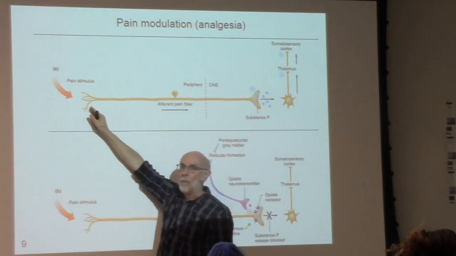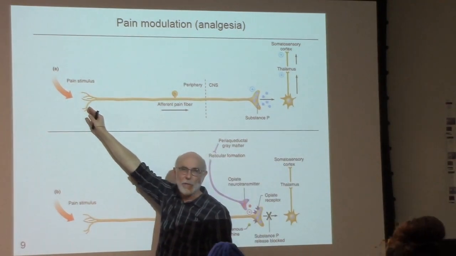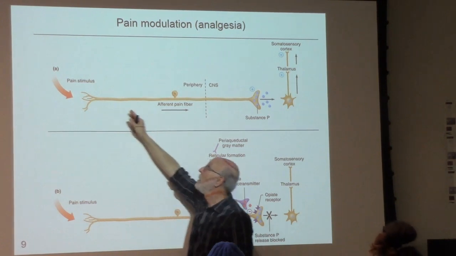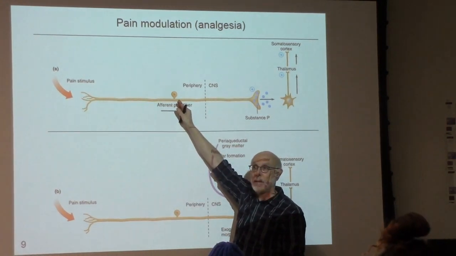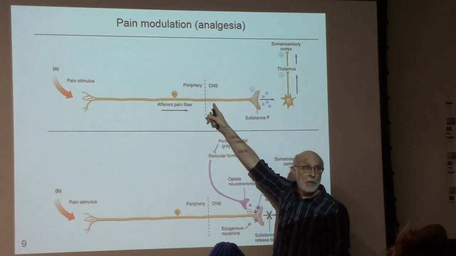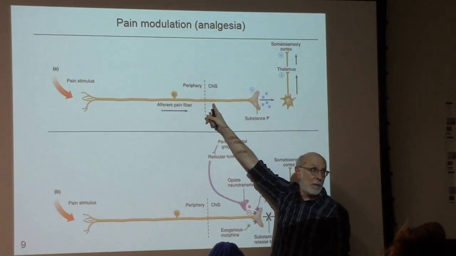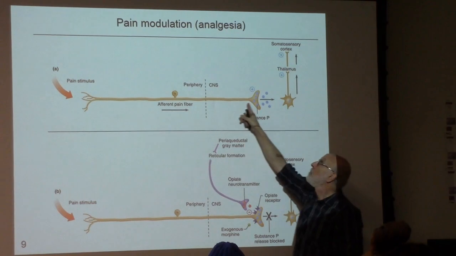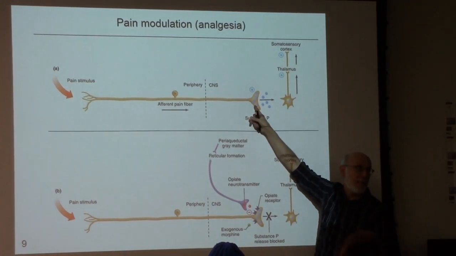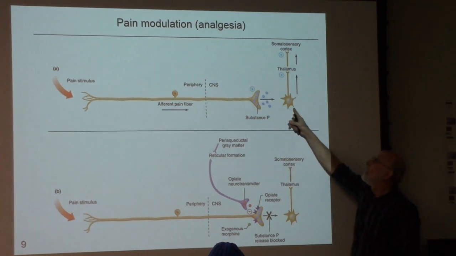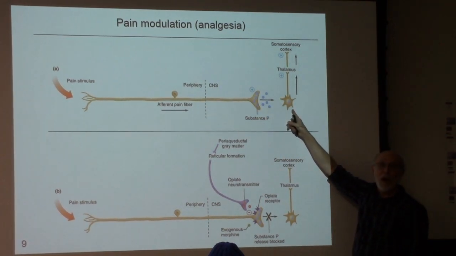So, ipsilateral, this is where the pain starts. Ipsilateral dorsal root ganglion. Ipsilateral dorsal horn. Ipsilateral dorsal horn is where the synapse is. The secondary neuron crosses over.